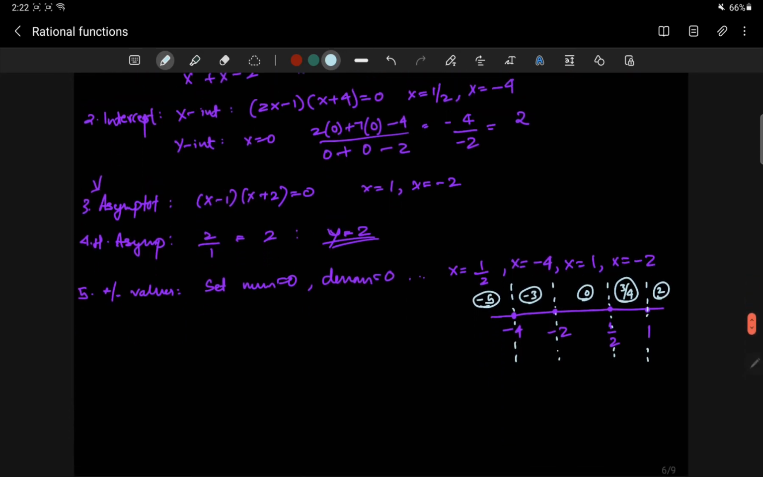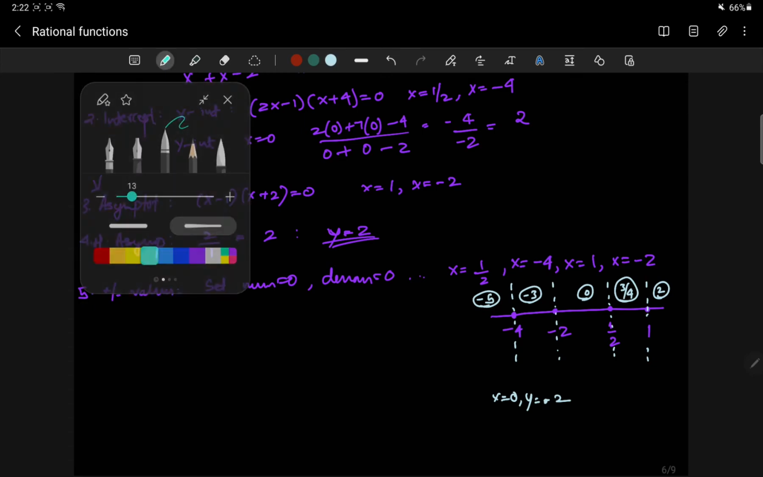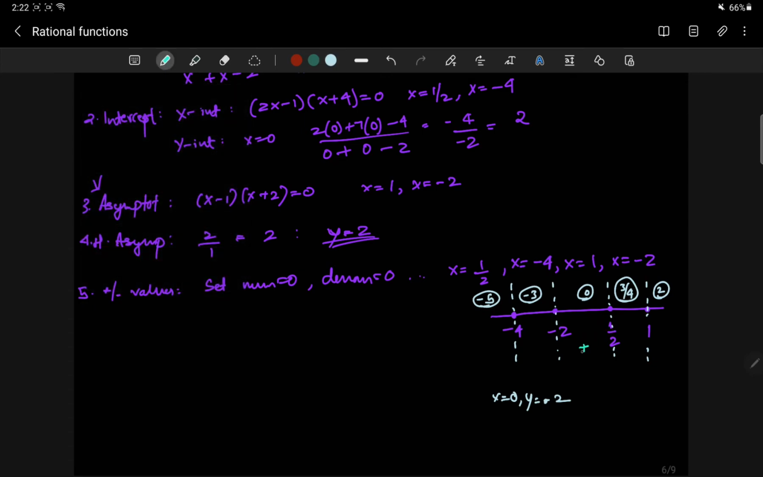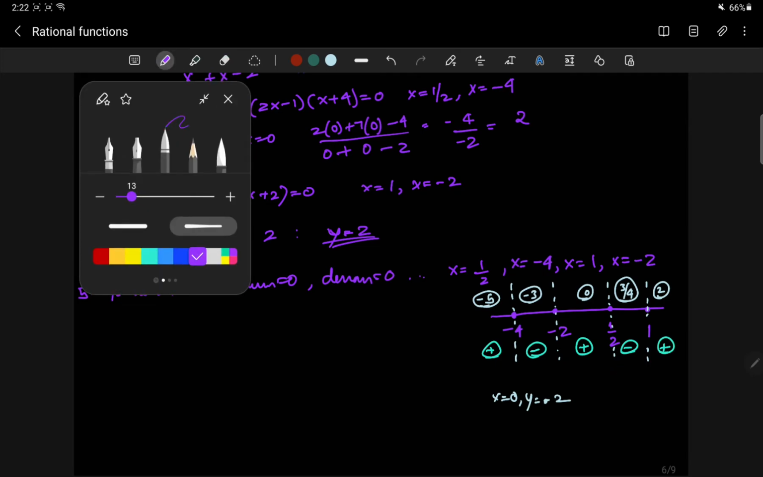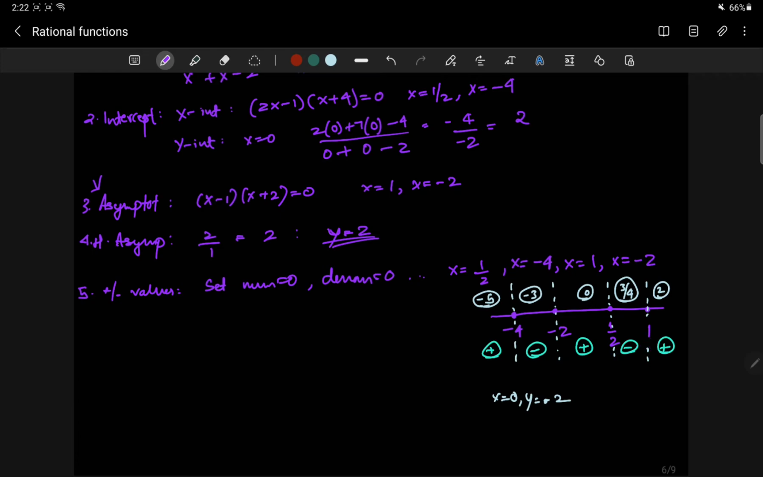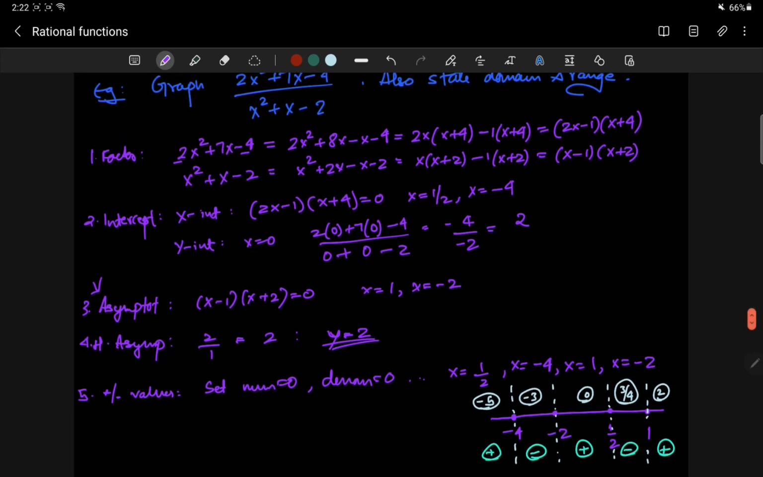Now at 0 you've already checked, right? At 0, if x is 0, y is -2. Oh, sorry, +2. So it's positive here. Since we already know that it's positive here, it means it's negative here, and then positive here, and negative here, and positive here. But be careful that this only works if there's no repetition of roots, right? There's no squaring involved.